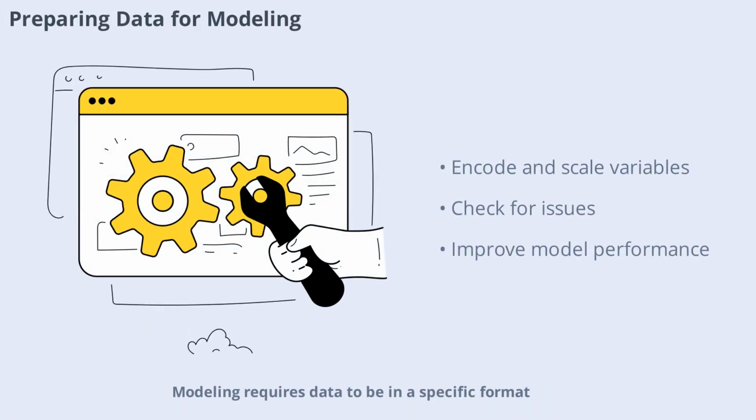Modeling requires data to be in a specific format with all variables properly encoded and scaled. Double-check that your dataset meets the requirements of your chosen algorithm. Address any remaining issues such as missing values or outliers before training your model. Well-prepared data leads to better model performance and more reliable predictions.